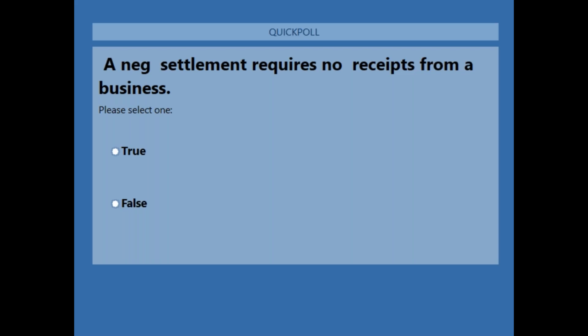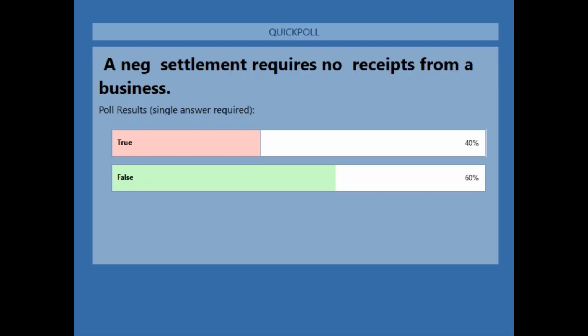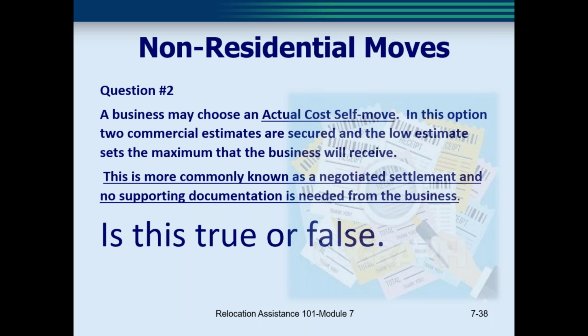Got the poll up there now. People are voting quickly. Glad to see they're still with us. All right, I'm going to close the poll out and share the responses. We have 60% that said false and 40% that said true. The answer is that it is false. The reason it is false is because you already set the maximum that they could receive with your bids. So you already know if their low bid was 19,000, that's what they're going to receive.